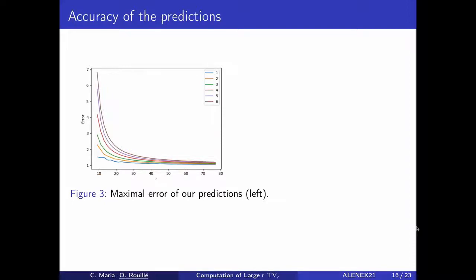So now, are these predictions accurate? Here on this graph we have, depending on R, the worst prediction that was made for the triangulations with 1 tetrahedron, 2 tetrahedra, 3 tetrahedra, etc. And we can see that all these functions look like harmonic functions, and it is actually the case because what we're doing is a first order approximation of the number of vertices inside the polytope by taking only the leading term of the Ehrhart polynomial.